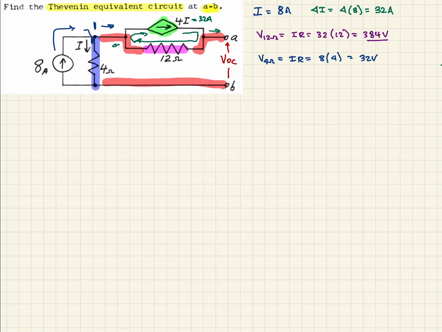So now that's everything in our path, so we can come back and calculate our open circuit voltage. And when we do, it'll just be the voltage drop across the 12 ohm resistor plus the voltage drop across the 4 ohm resistor. And so that's going to be 384 plus 32. And so that comes out to 416 volts. So this is our open circuit voltage. So we'll use that in our Thevenin equivalent.